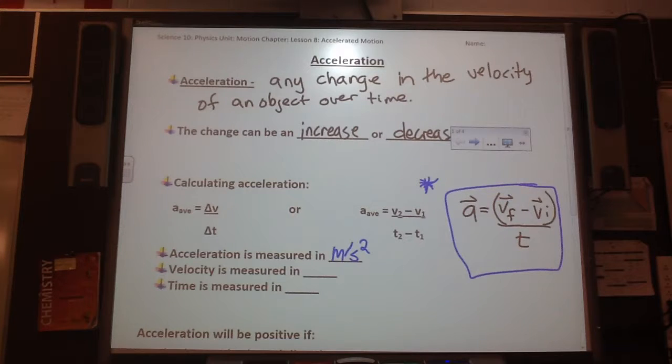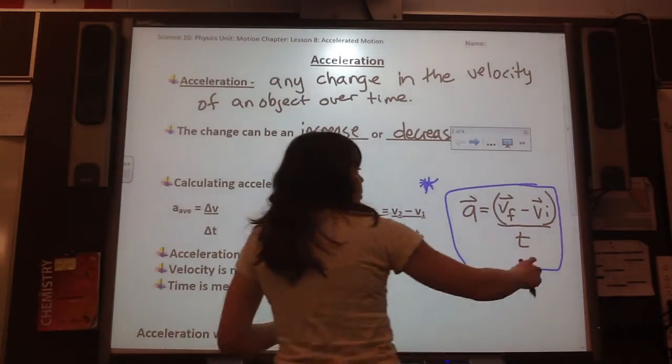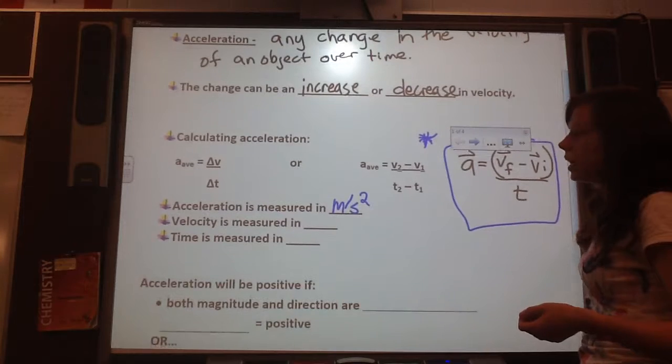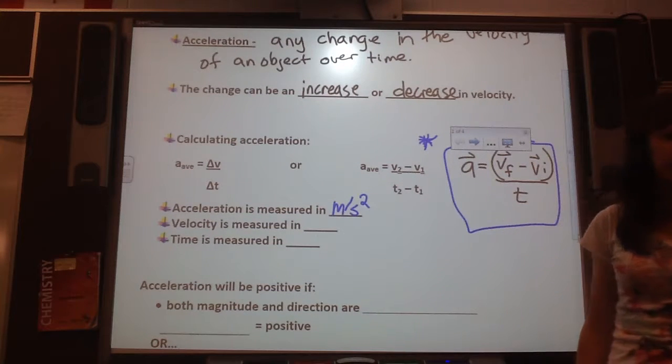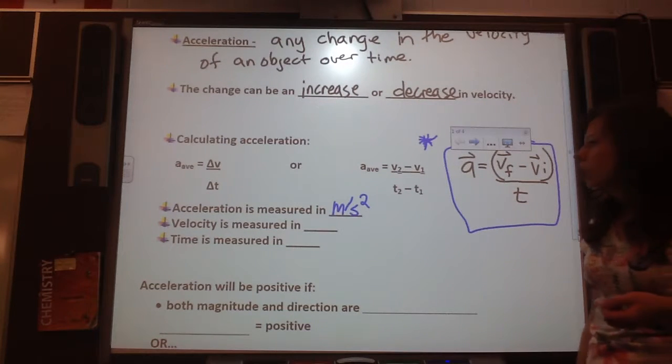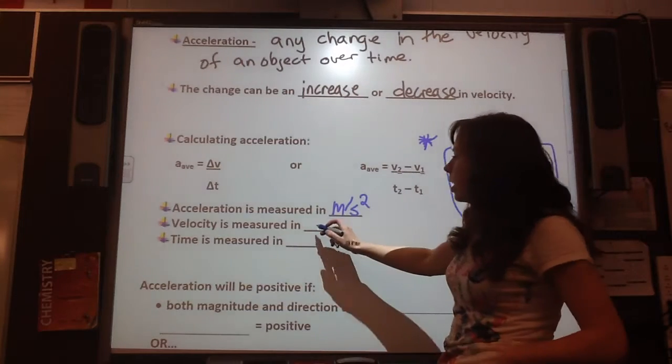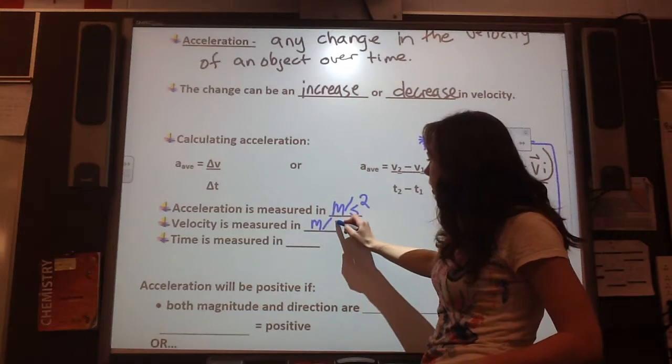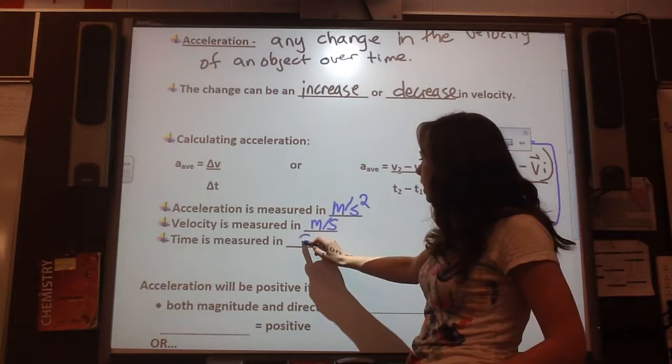If you look over, it says acceleration, meters per second squared. Yeah, highlight that. So if you're doing a test and you forget what your units are, it tells you right there on your formula sheet. You get these on your test, so make sure you use that. Velocity is measured in meters per second, and time is measured in seconds.